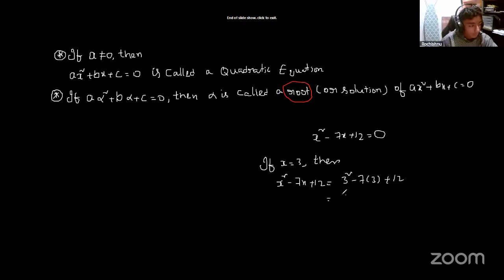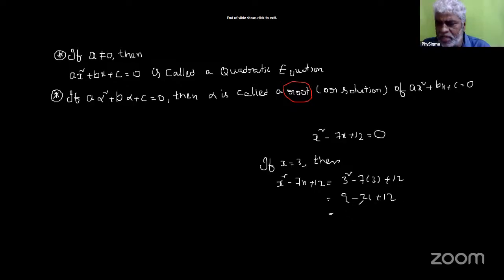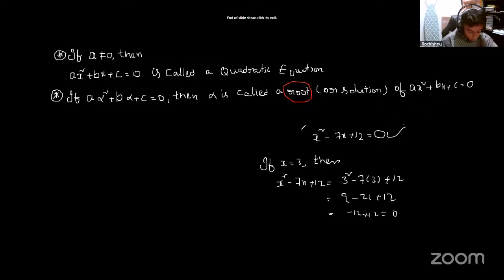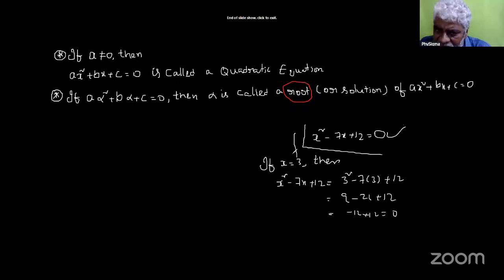The value of 3 square is 9. 7 times 3 is 21, plus 12. So 9 minus 21 plus 12. Minus 21 plus 12 is minus 9, and 9 minus 9 is equal to 0, right? Which is equal to this. So this equation is satisfied by 3.